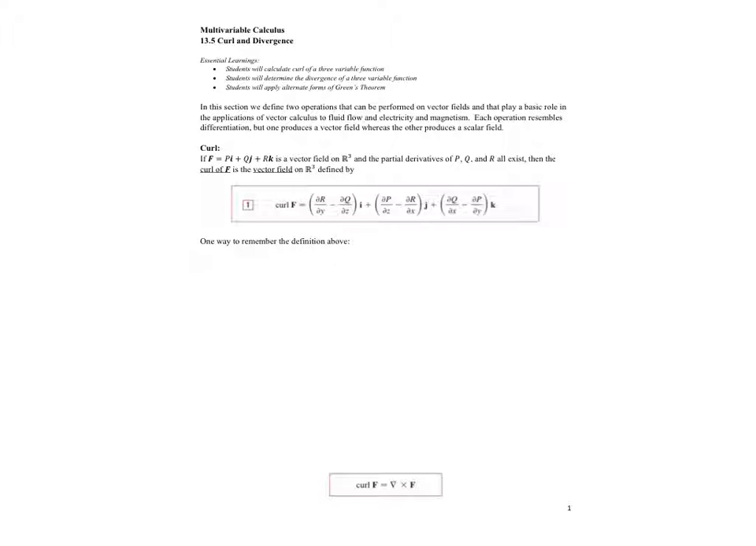This is section 13.5, and you should have watched two different videos prior to this video that went over both curl and divergence and the idea behind them. In the videos, there are some nice visuals that I think maybe help understand it a little bit better. So what we're going to do is just talk about the formula for curl, and then we'll do some examples of how to actually calculate curl.